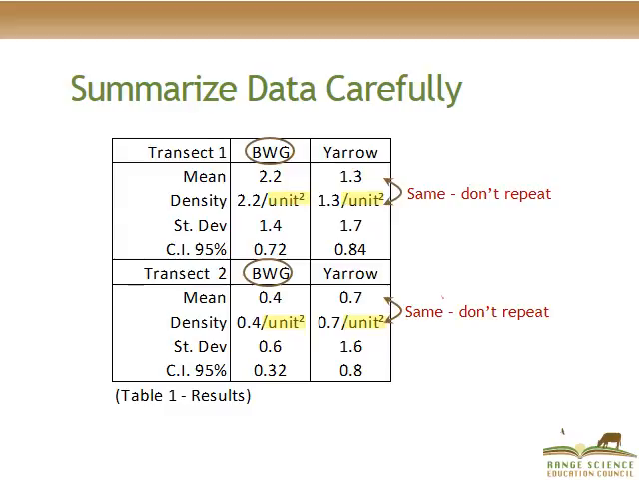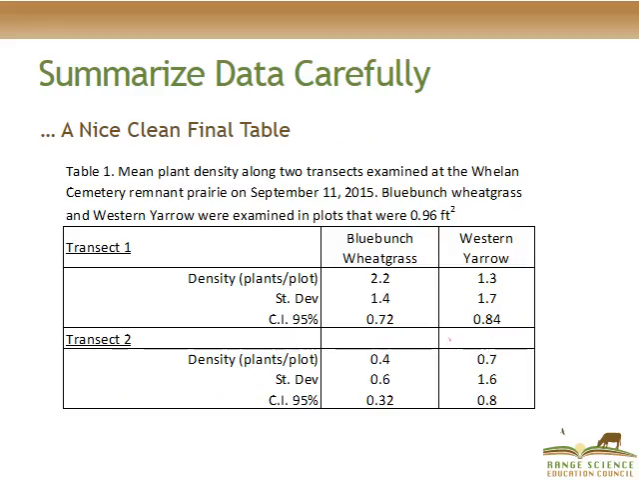And then finally, here's what that table would look like if it was cleaned up. It turns out BYG stood for Blue Bunch Wheatgrass. Who'd have thunk it? Western yarrow was the other plant. Density was plants per plot. In the heading, it tells how big a plot was, 0.9 feet squared. It has the standard deviation and the confidence interval of 95%.